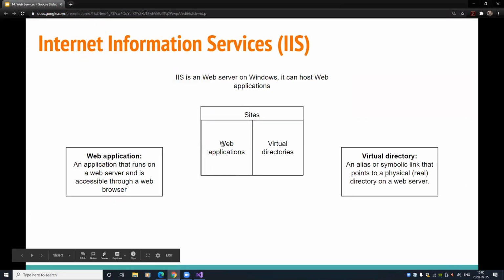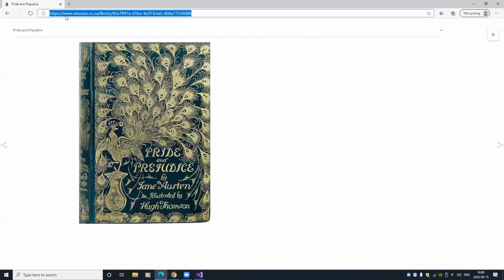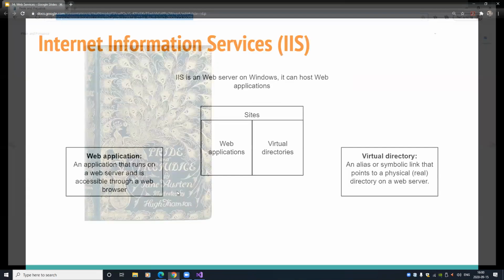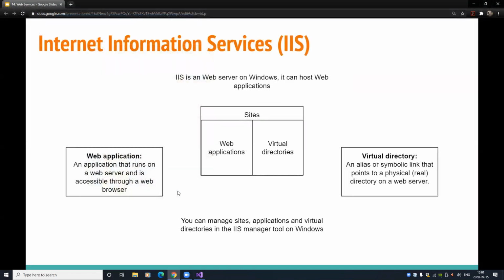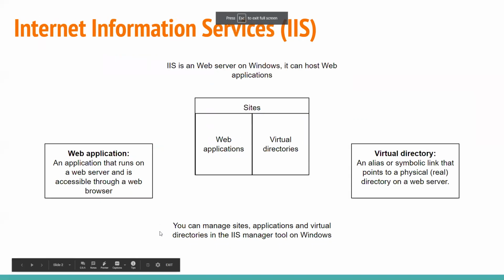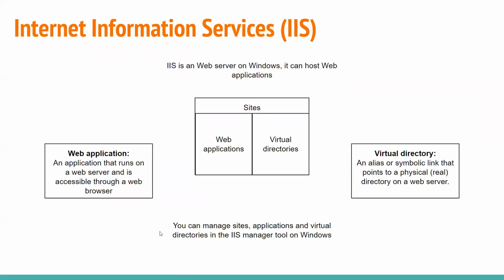Okay, so we have web applications and we have virtual directories. So this URL is pointing through some virtual directory to a literal path on the server. So hopefully that makes sense to you guys. And a website is just a combination of these two things, web applications and virtual directories. You can manage these websites, these applications, these virtual directories in the IIS manager tool on Windows, okay?